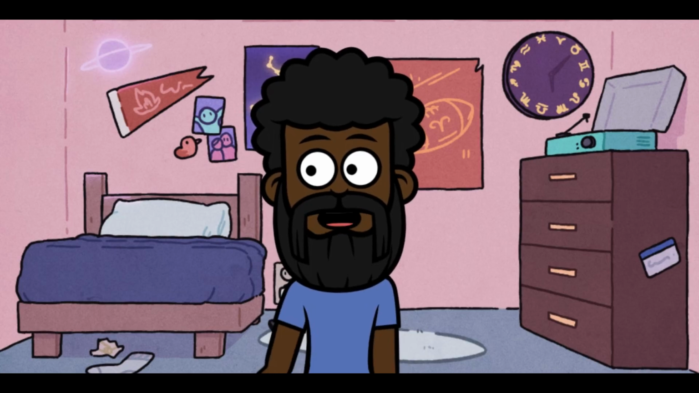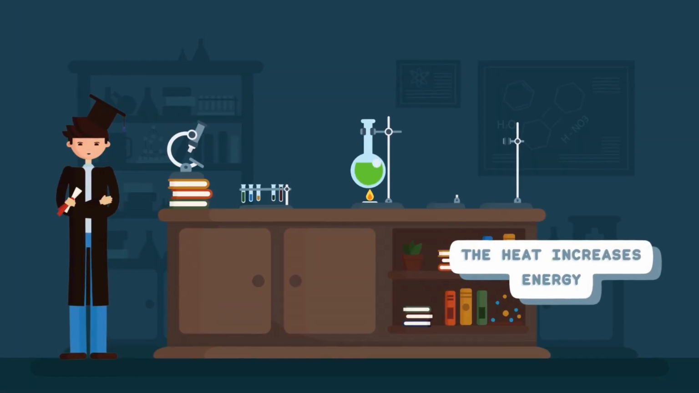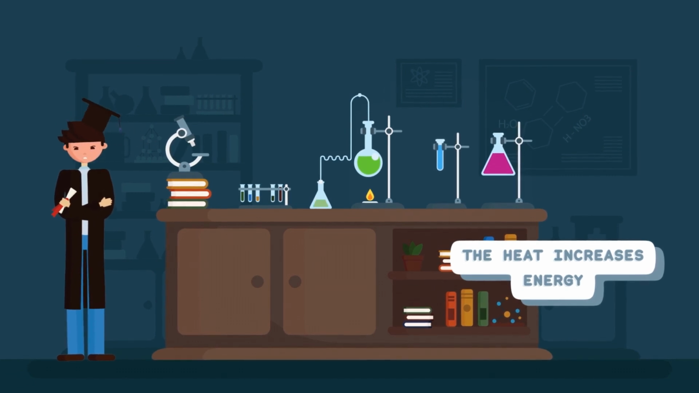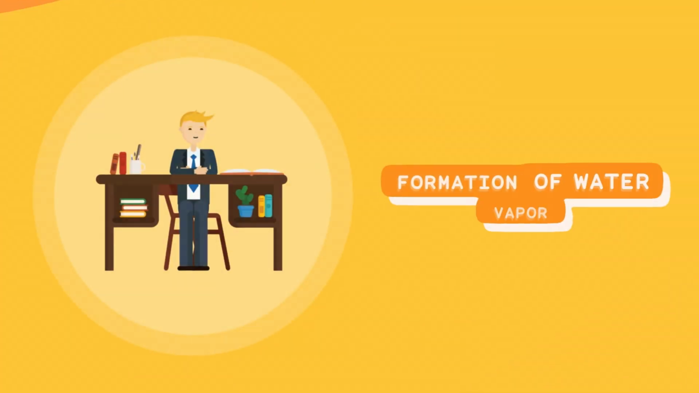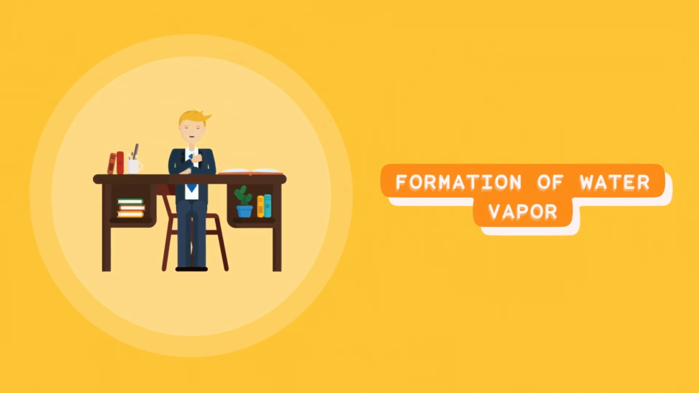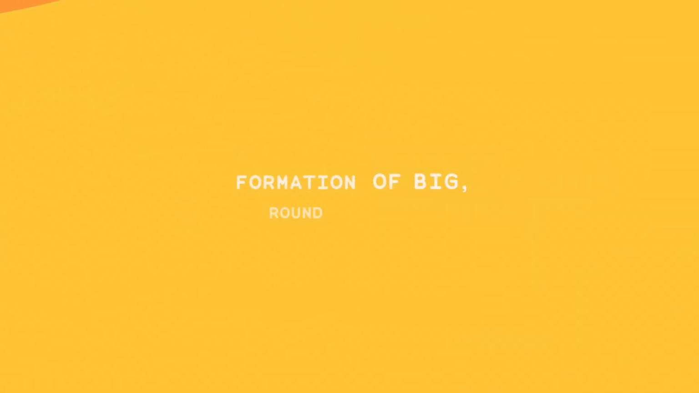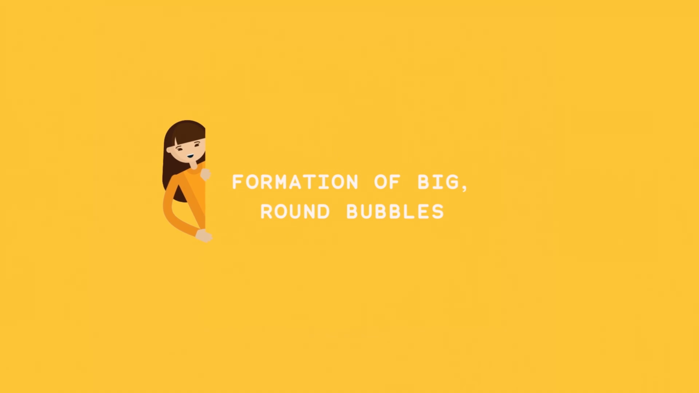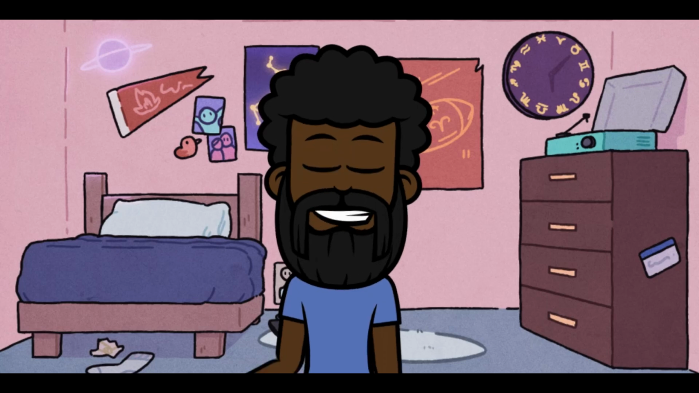As the heat cranks up, the water molecules near the bottom get so much energy that they escape from being a liquid and turn into gas. That's water vapor. And water vapor takes up way more space than liquid water, so it forms those big, round bubbles. But here's the funny part.